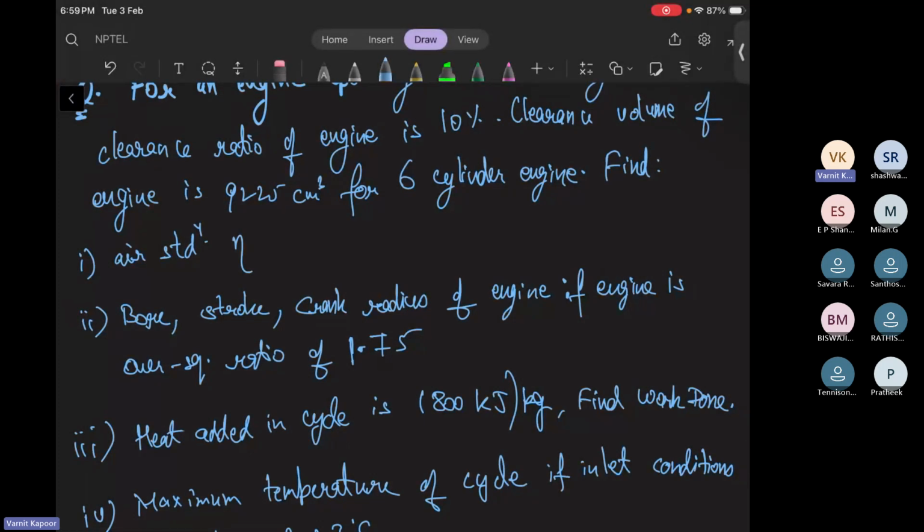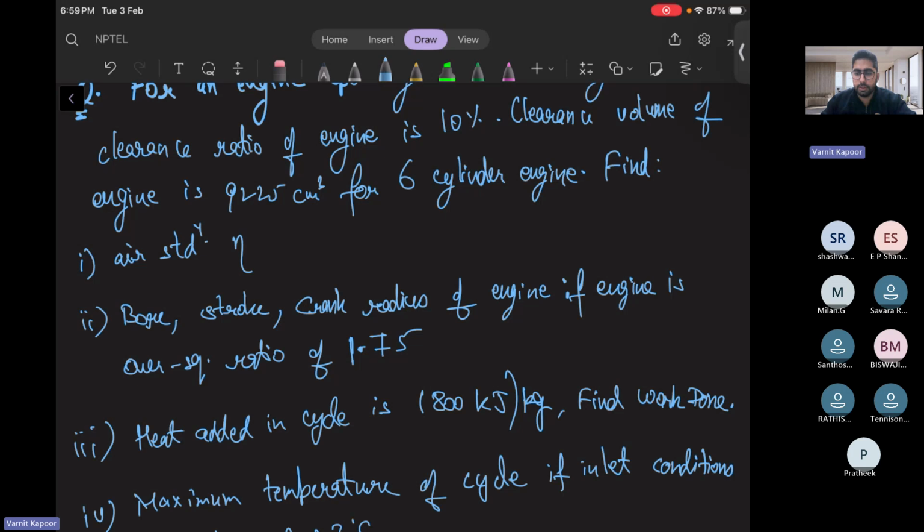Let me switch on the camera. Okay, I think I'm visible now. Camera is working. Yeah, okay.